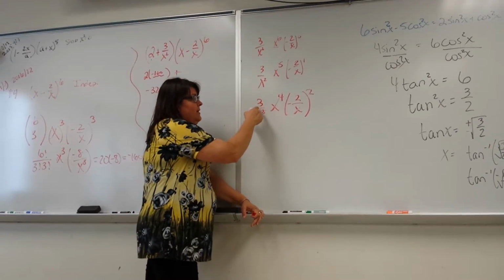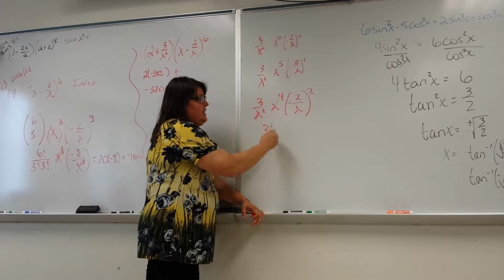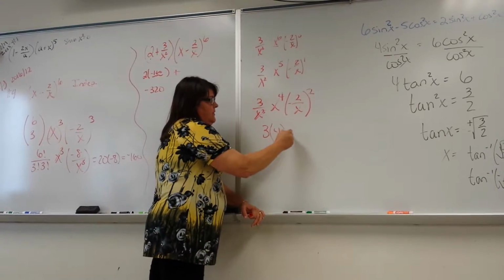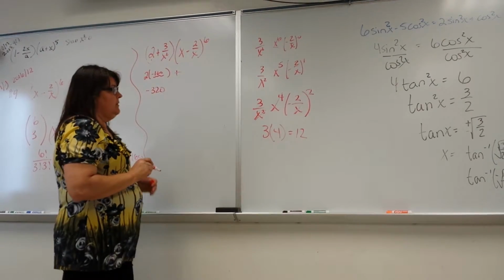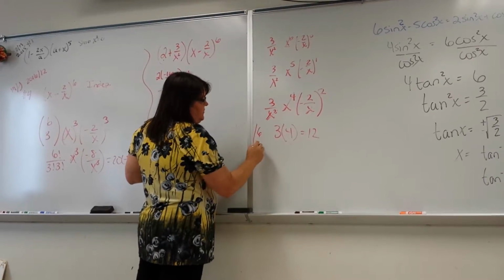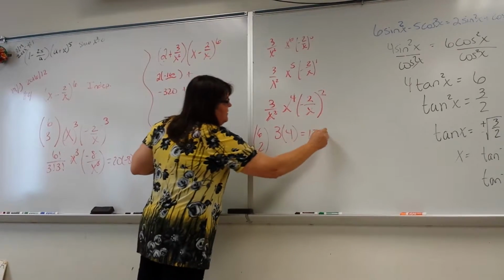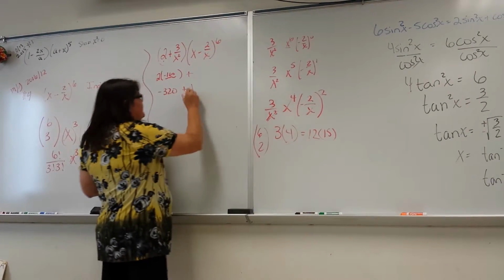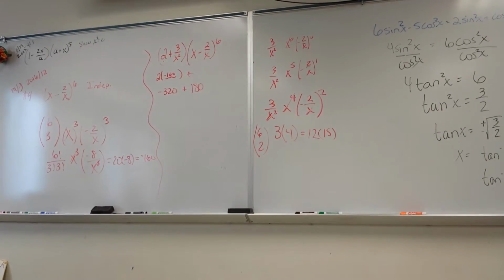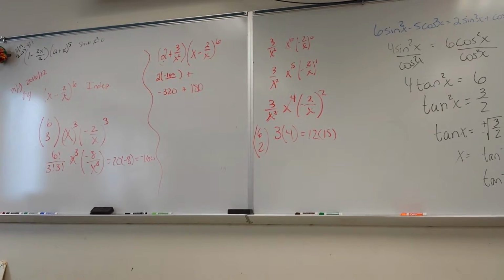Yeah. So I've got 3 times negative 2 to the 4, which is 4, so 12. Plus times the choose. 6 choose 2 is 15. So that becomes 180. So plus 180. And that gets you negative 140, which is what the mark scheme said. Right.